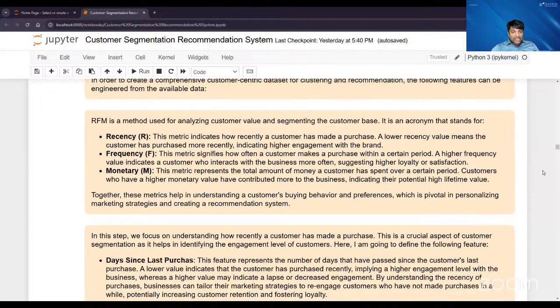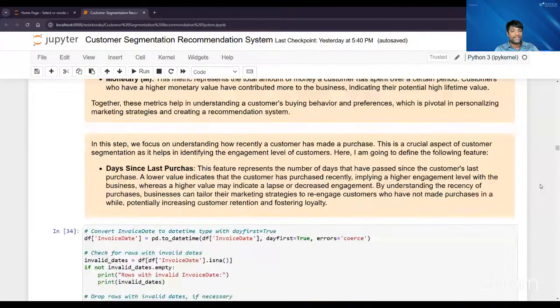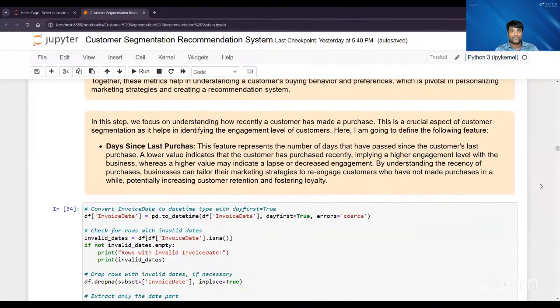Next is the monetary part, which is the amount part. How much money the person has spent in a certain period, or how much contribution they are making to the business. In that aspect, we are trying to identify and analyze based on the last purchase.